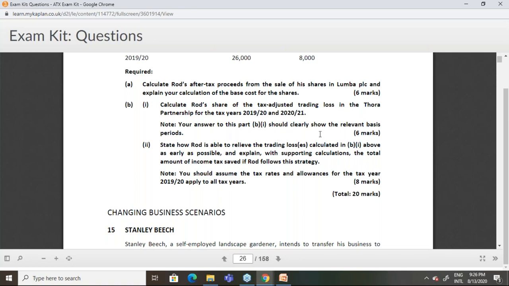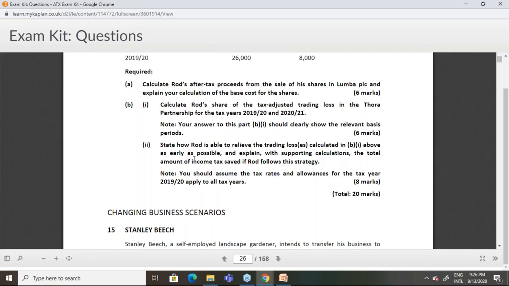Now, can you remember? I was referring to basis of assessment rules. So they want you to clearly show the relevant basis periods as well. Then state how Rodby is able to relieve the trading loss calculated in B Roman 1 above as early as possible. So you can see, first you calculate the trading loss, applying the basis of assessment rules, and then they are asking how you can relieve the trading loss that you have calculated.